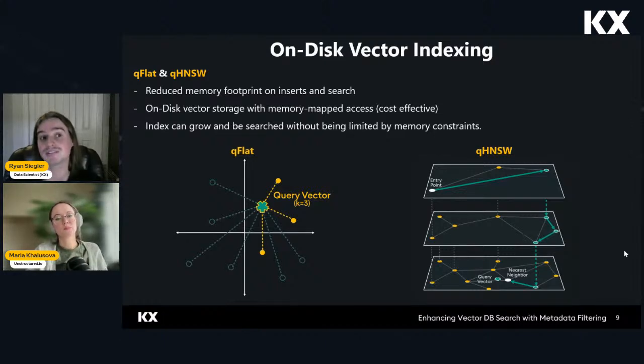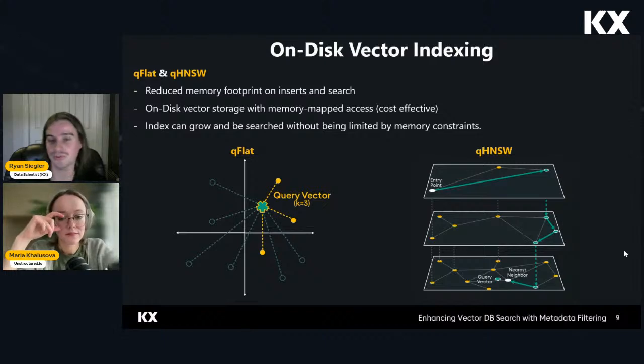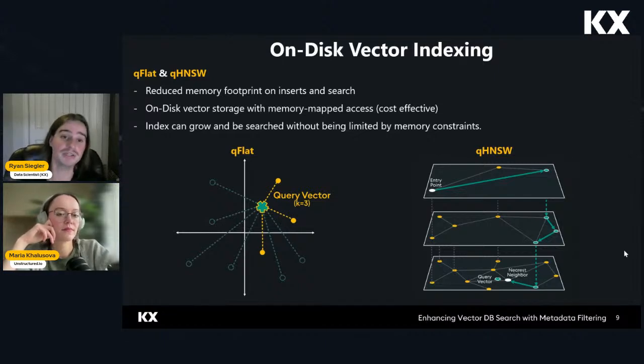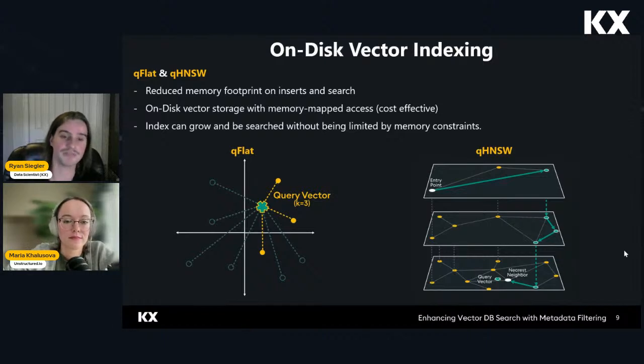But the thing is, these indexes are typically held in memory. So that means all your vectors are in memory. And unfortunately, as we know, memory can be very expensive, especially working at scale. If you're talking about tens or hundreds of millions or maybe even into the billions of vectors, storing all these vectors on memory is going to be very expensive, and that's probably going to cause some problems. So we have a couple proprietary indexes that are on disk, and we have something called QFlat, which is just a flat index that's on disk, as well as QHNSW, which is a HNSW index that's on disk.